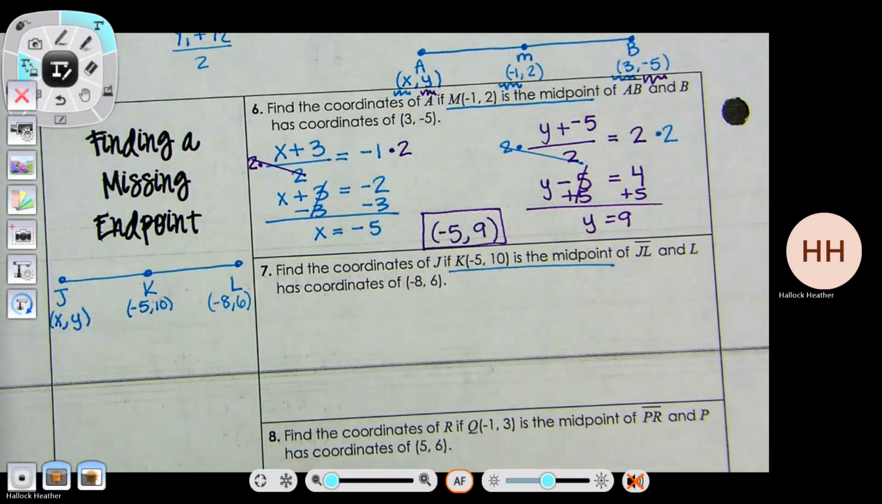Okay, can anybody tell me the equation for X?